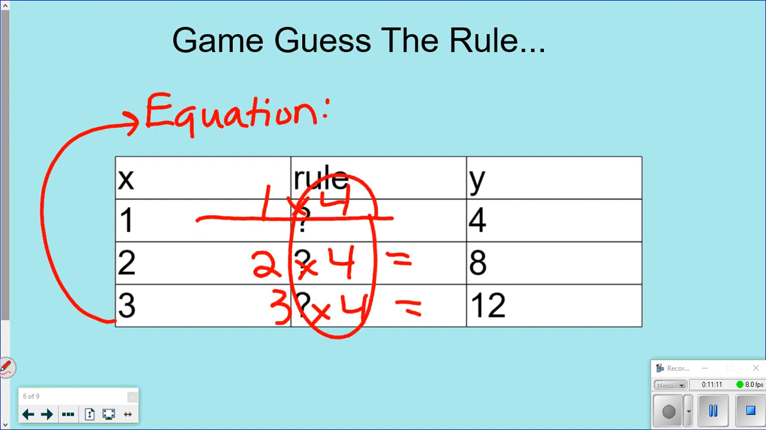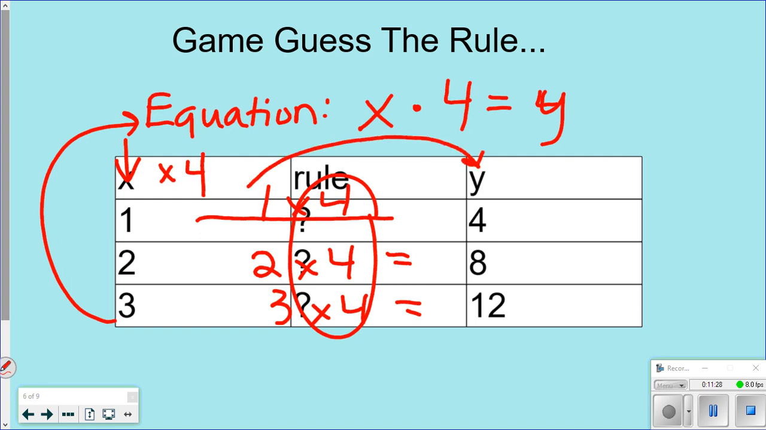So what's happening is you're taking whatever's in your X column and you're multiplying it by 4 to get what's in your Y column. So that's my equation for this. I'm taking whatever's in my X column, so whatever's in here, and I'm taking it times 4, and that's giving me what's in my Y column.